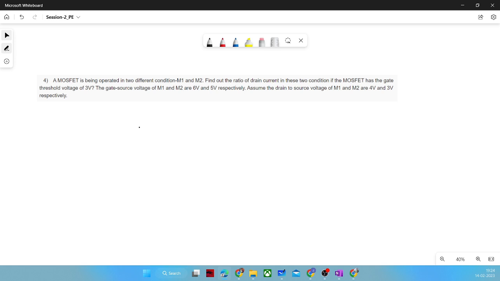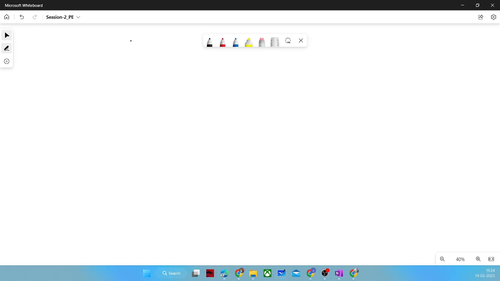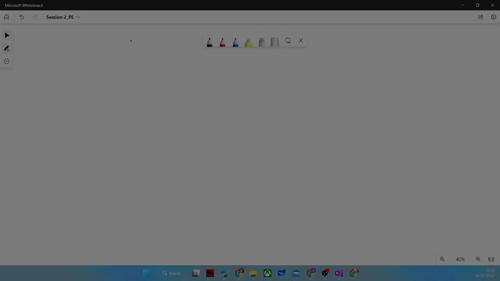So let me take some problems from thyristors as well. We will see one problem on thyristor latching current. Do you know what is the latching current for a thyristor?